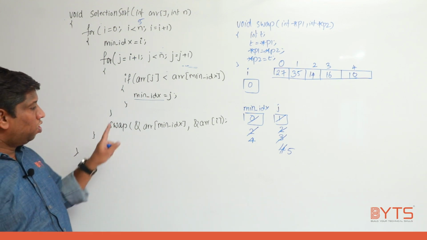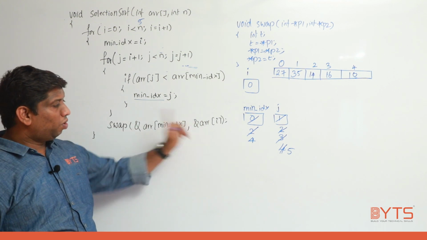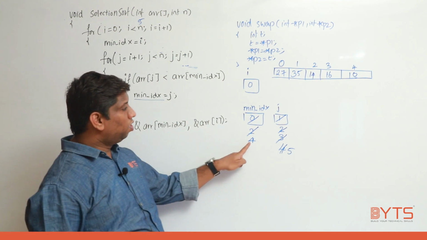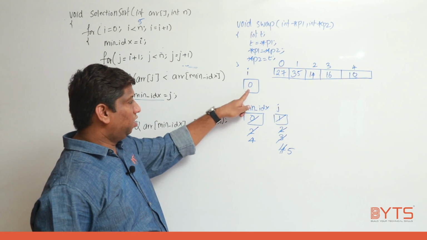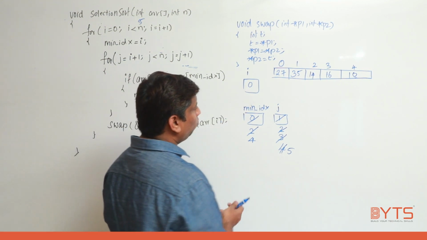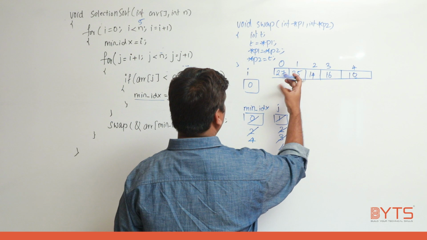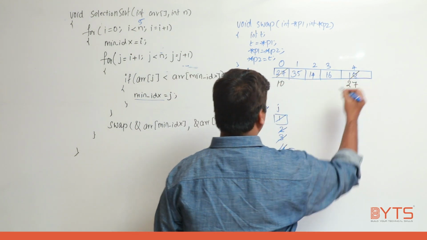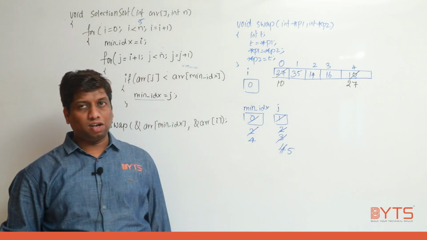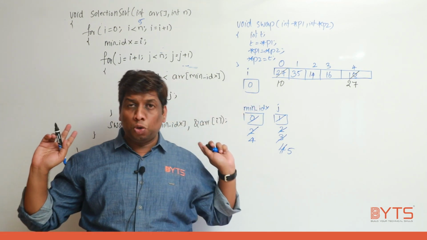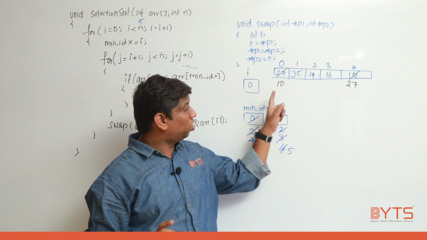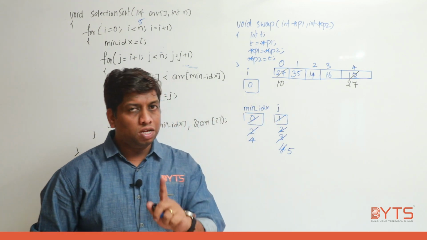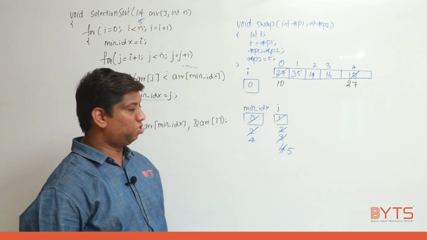Now what I need to do? The value at min index and value at I should be swapped. What is the value at 4? 10. What is the value at I? 0, 27. So what I need to swap? Can you please tell? 10 should come here. 27 should come here. So what I concluded, in the case of selection sort, where 27 goes, I don't really care. First minimum is coming to the starting position, because we are using min index logic.